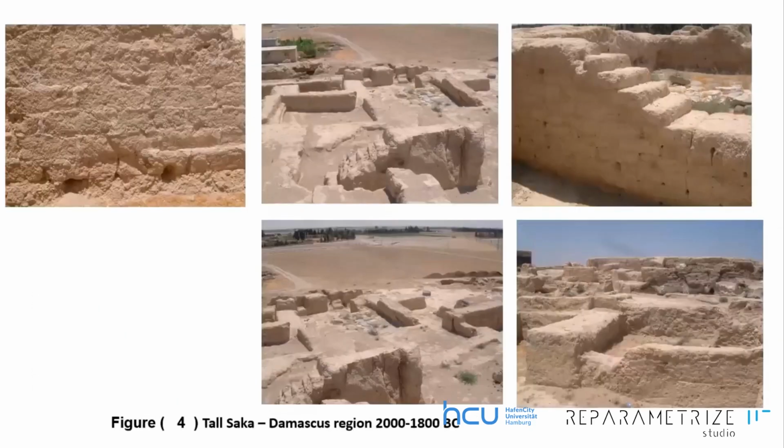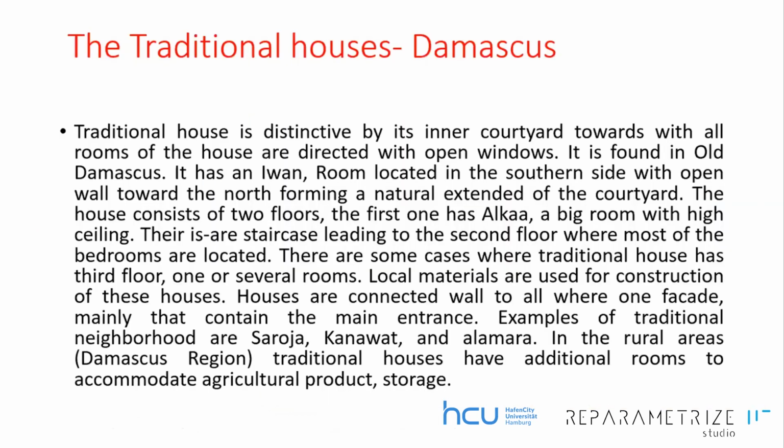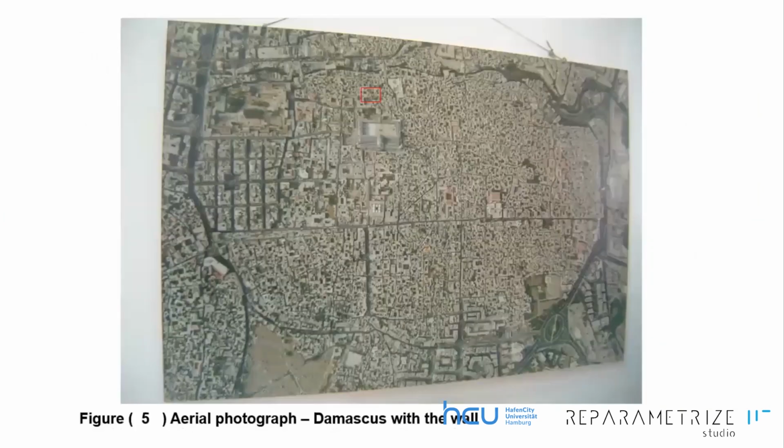Now, when talking about the traditional house in Damascus, inside the wall and outside the wall, traditional houses are distinctive by the inner courtyard, with all rooms of the house directed with open windows. It is found in old Damascus. It has an Iwan and a room located on the southern side with an open wall toward the north, forming a natural extension of the courtyard.